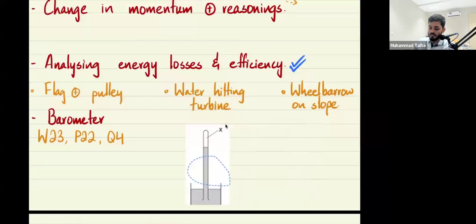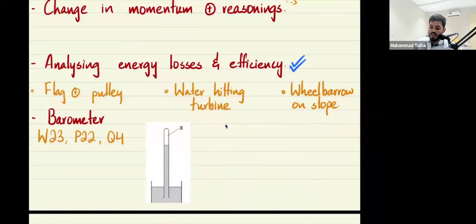Let me draw here, in which we had a wheelbarrow on a slope and a person was pushing the wheelbarrow up a slope. So this is that wheelbarrow, and that person was pushing it up, and he was also climbing up with it.